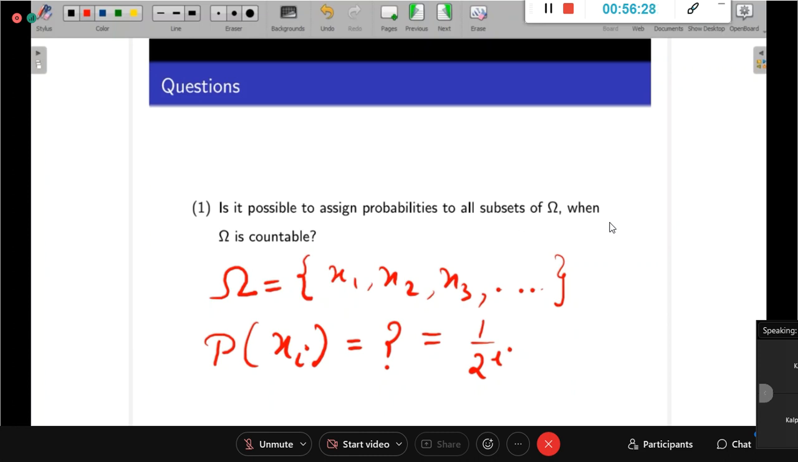See, why are you reaching 1 by 2 to the power i? Because you are taking the coin to be fair, the probability of tail is 1 by 2, the probability of head is 1 by 2, and then you are using the basic counting principle and the independence of the events, and many things, and then you reach 1 by 2 to the power i.